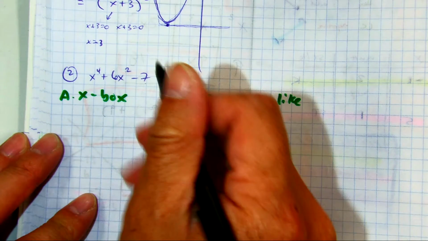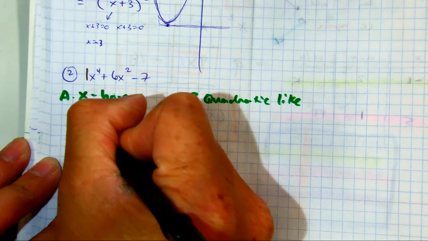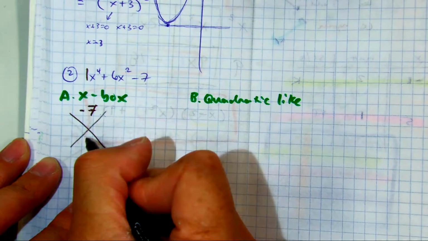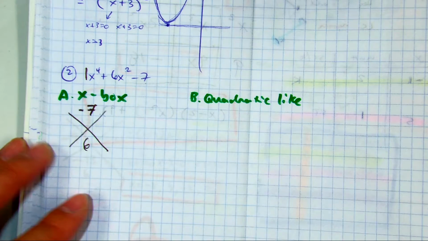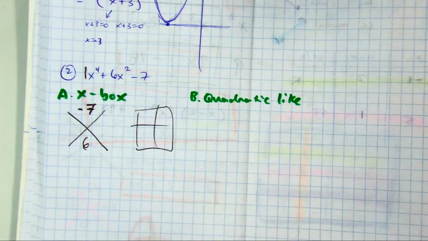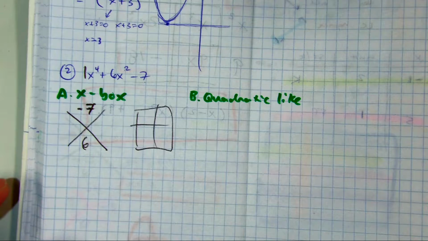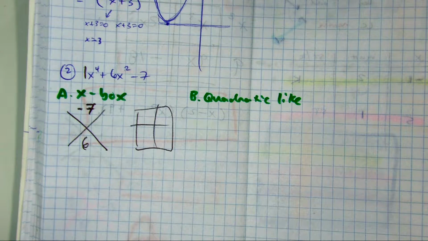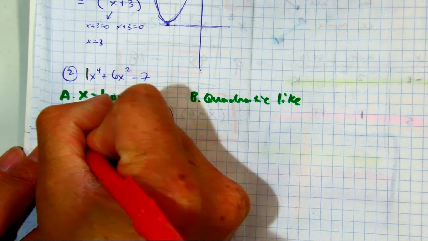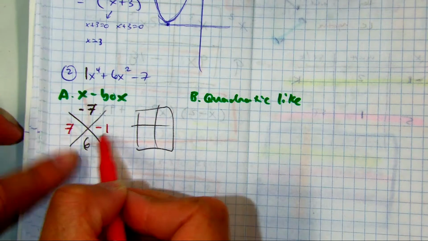Class, what's your a times c? -7. Your b value? Partner A, tell partner B the 2 numbers. Cindy, your 2 numbers. These multiply to be -7, and these add to be +6.